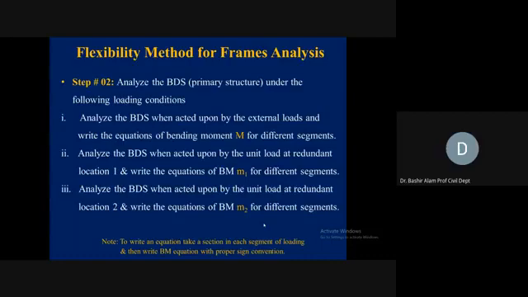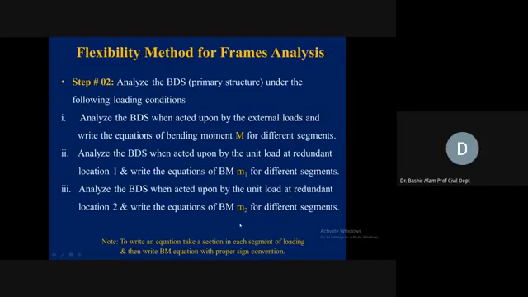So here now, step number 2 is starting: analyze the basic determinate primary structure under the following load conditions. First, we need to find out the capital M values, and for that, we need to analyze this basic determinate structure acted upon by the external loads and write the equations of bending moment capital M for different segments. Then, analyze the basic determinate structure when acted upon by the unit load at redundant location 1 and write the equation of bending moment small m1 for different segments. And then analyze it when acted upon by the unit load at redundant location 2 and write the equations of bending moment m2 for different segments.